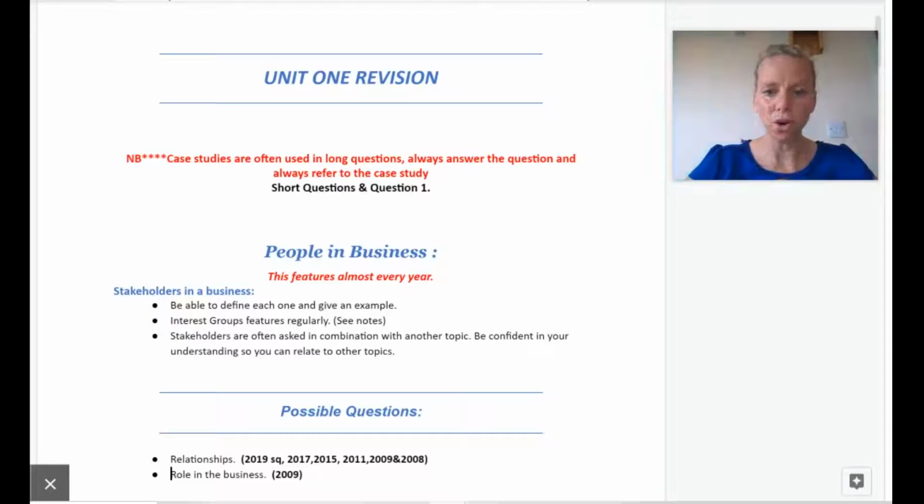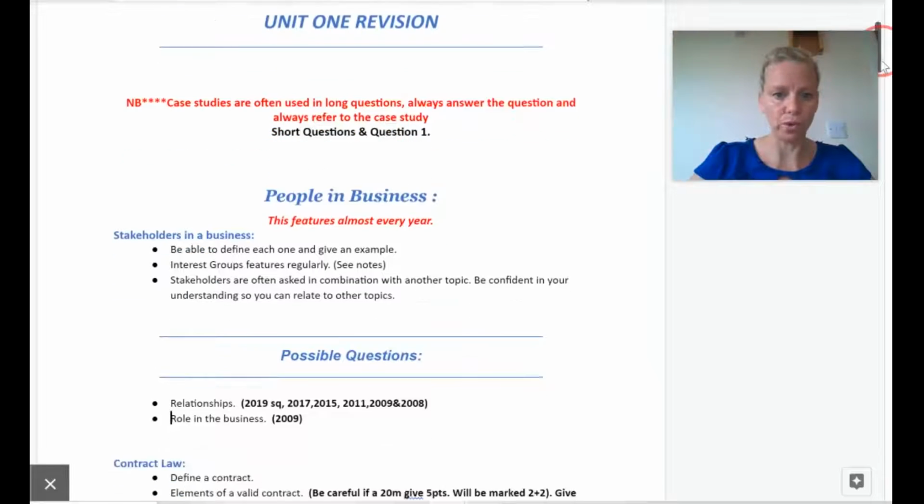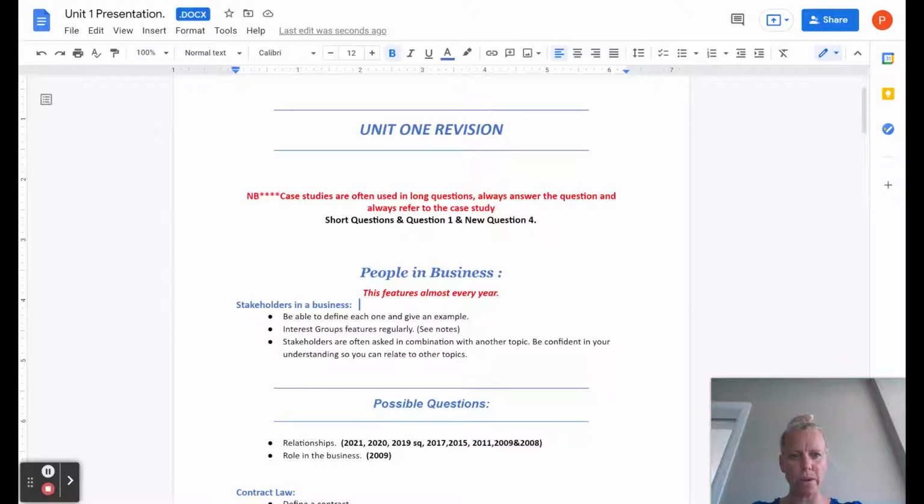It comes up as a short question and it will be your question 1. So question 1 will all be in relation to unit 1. Whatever features on question 1, that's what will come up from unit 1. What's also important to remember is that it's also going to feature as our new question 4. Last year was the first year that this new question 4 was introduced, and all of the questions were based on unit 1. So that's really important information to take in as well.